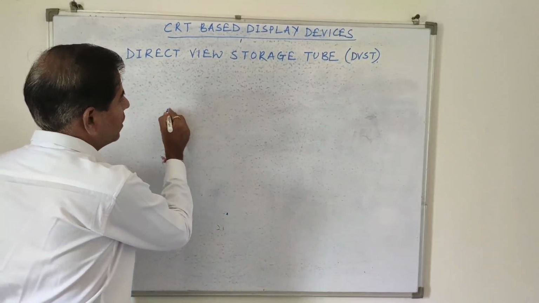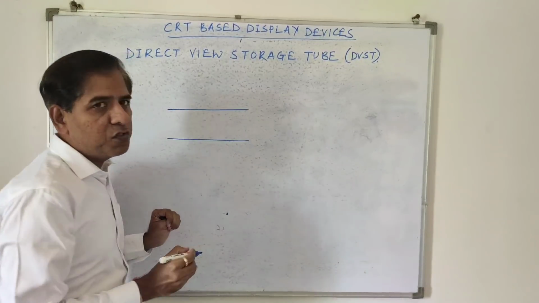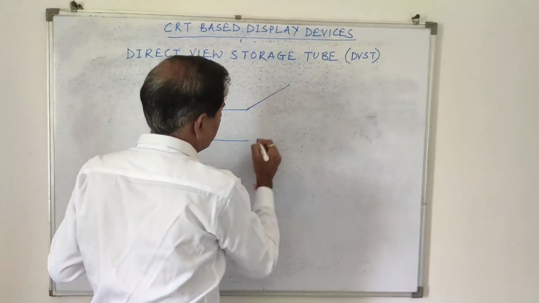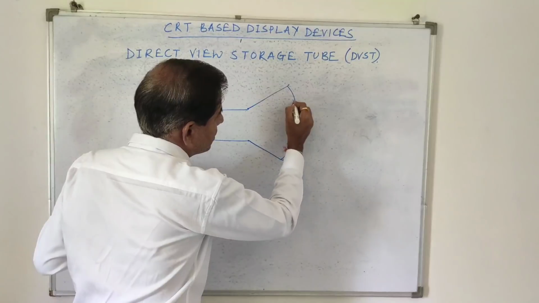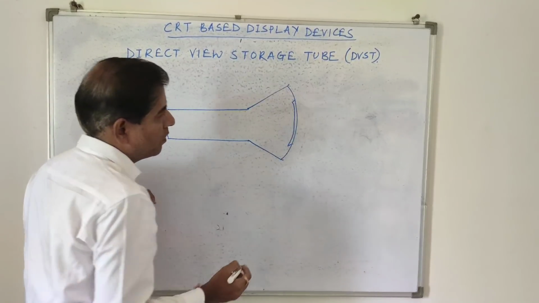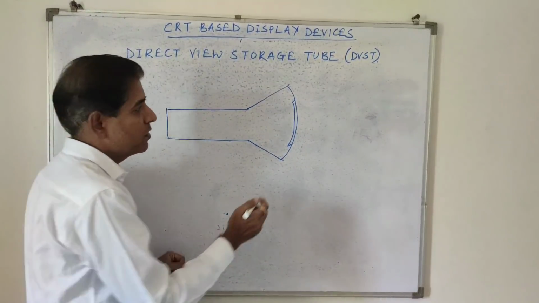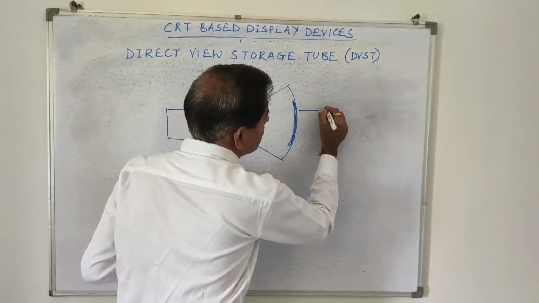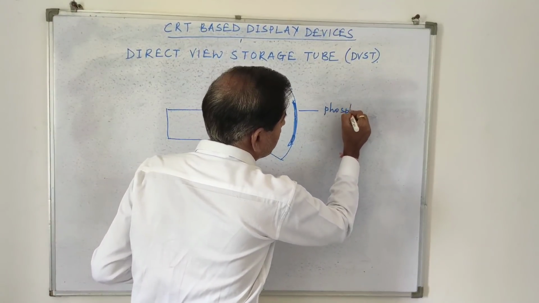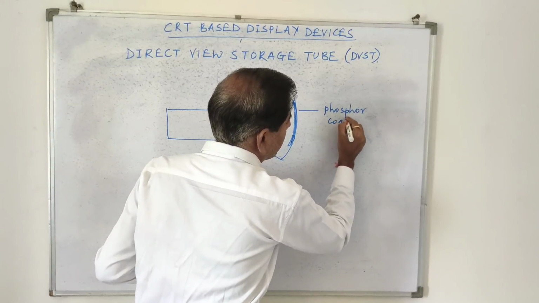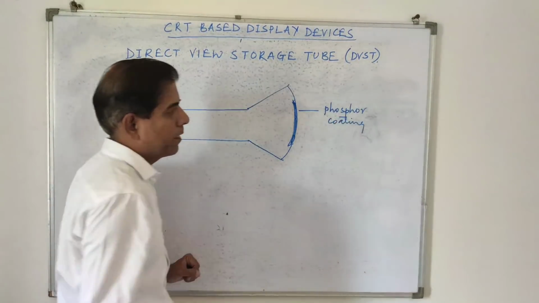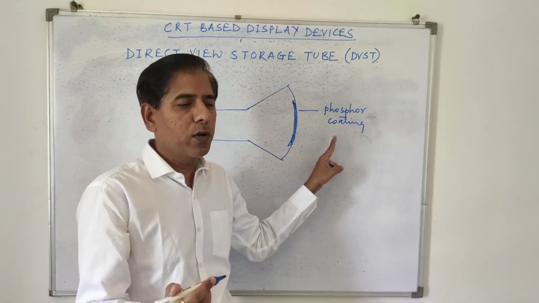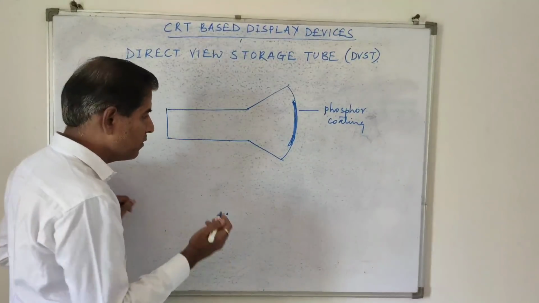Now we have seen the working of a CRT. In the CRT there is a phosphor coating from inside the screen. This is the phosphor coating. Now this phosphor coating is of two types. There are two types of phosphor coating, so we'll see those two types first.